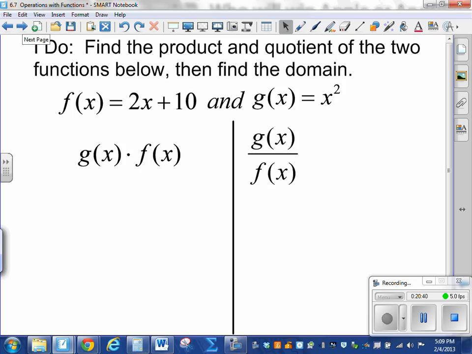Now, tomorrow we're going to start off with this. Find the product and quotient of the two functions below, then find the domain. So I'm not going to go over that right now. We're going to do that in class tomorrow for some of you. Some of you guys are going to be the next day, depending on what your schedule is.